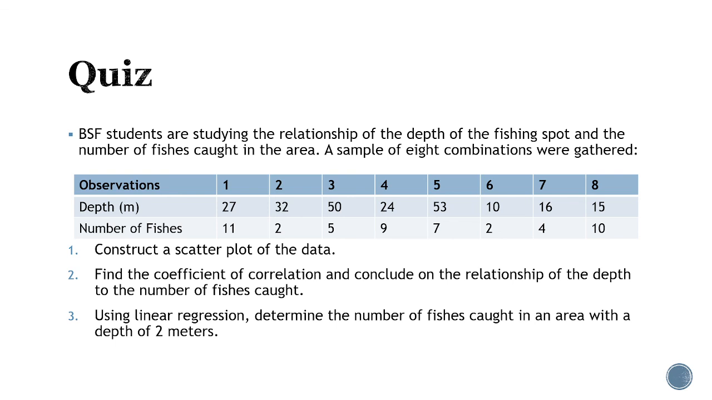Here are your assignments or the parts of the quiz. You need to construct the scatter plot of the data. That will be 5 points. You will need to find the coefficient of correlation and conclude the relationship of depth and the number of fishes caught. That will be another 5 points. And for the last part, we will have here linear regression. Using linear regression, determine the number of fishes caught in the area with a depth of 2 meters.